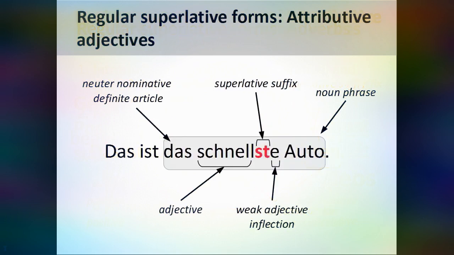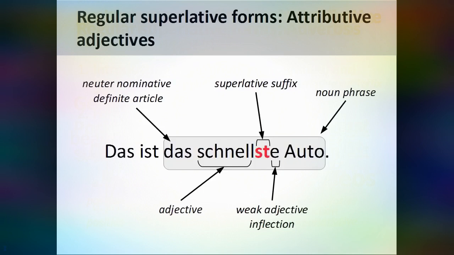Superlatives can also function as an attributive adjective in a noun phrase. The sentence you see on the screen, "das ist das schnellste Auto," contains one noun phrase, "das schnellste Auto." This noun phrase, which on the screen is highlighted by the gray rounded box, consists of one neuter definite article in the nominative case, das, a superlative adjective with added inflection, schnellste, and the noun itself, Auto.